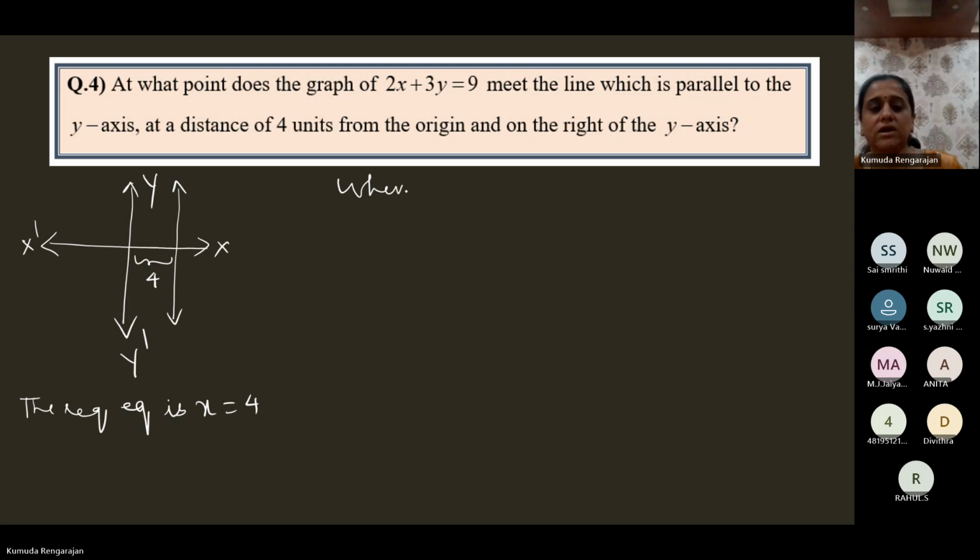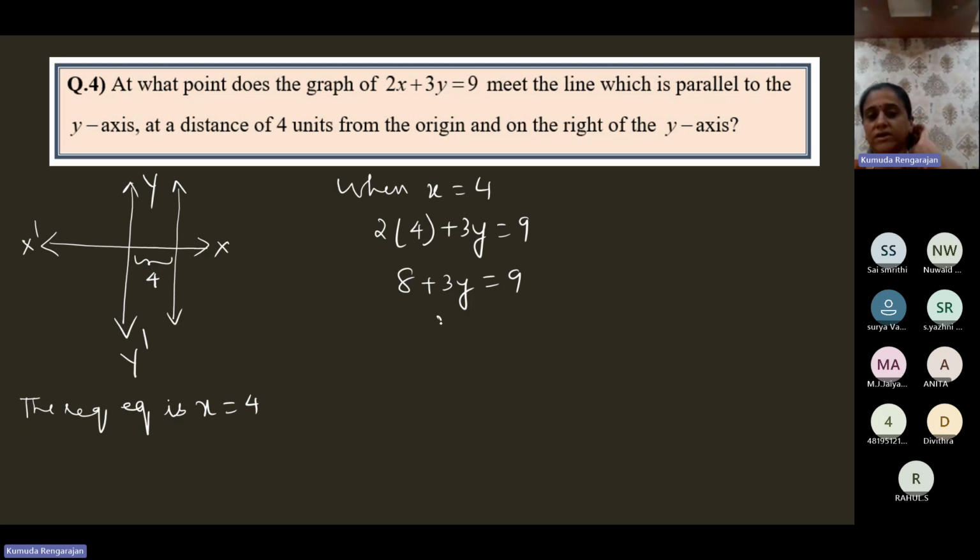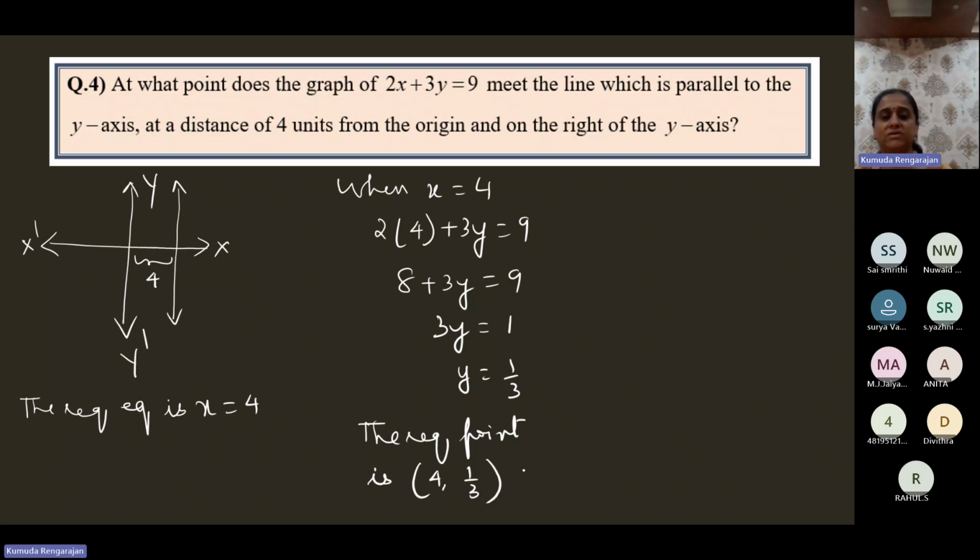So when x is equal to 4, find the corresponding y value. 2 into 4 plus 3y is equal to 9. 8 plus 3y is equal to 9. 3y is equal to 9 minus 8, 1. y is equal to 1 by 3. So the required point is 4, 1 by 3.